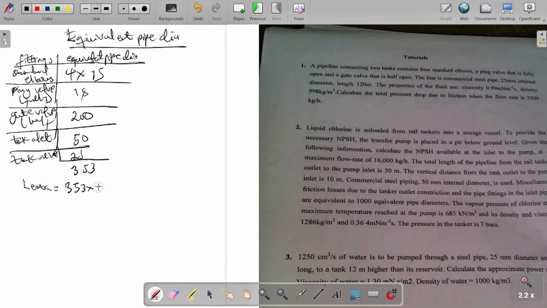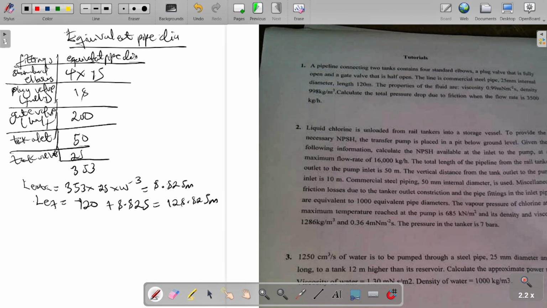From this question, they told us the diameter is 25 millimeters. So this gives us an extra length of 8.825 meters. That means the equivalent length for the piping system becomes the total length of the straight pipeline, which is 120, plus the extra length given by the miscellaneous equipment, that's the valves and the elbows. So this gives us 128.825 meters.